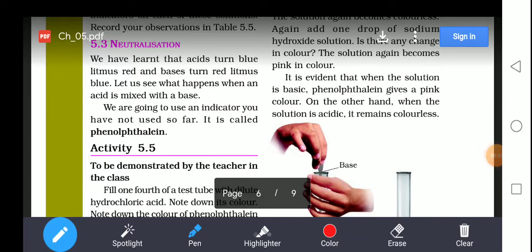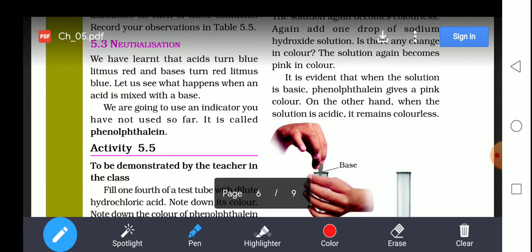Good morning students, today's chapter is chapter number 5. Already you have learned about acids, bases and their natural indicators. Today we will study neutralization. What is neutralization? By reading the word neutralization, we know that it is neither acid nor base.